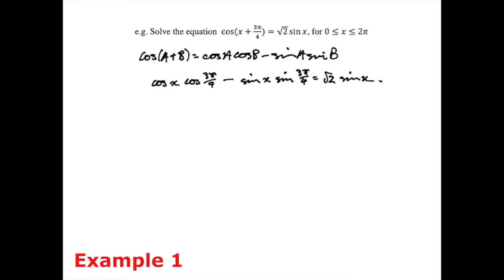Now these are exact values that I know. Cos(3π/4): 3π/4 is in the second quadrant, cosine is negative, so it's negative 1 on root 2. Sin(3π/4) is positive 1 on root 2, but I've already got that negative in the middle there, so it's still going to be minus 1 on root 2 sin x.